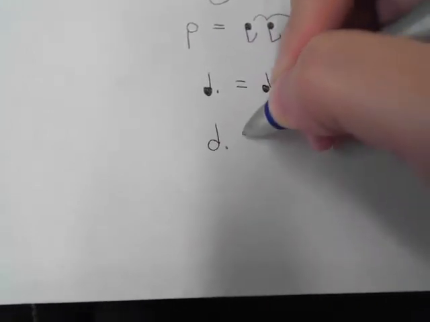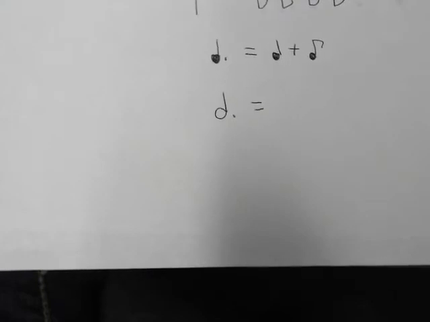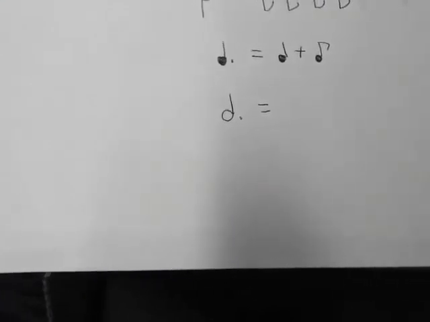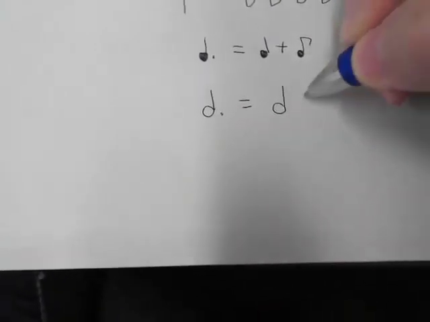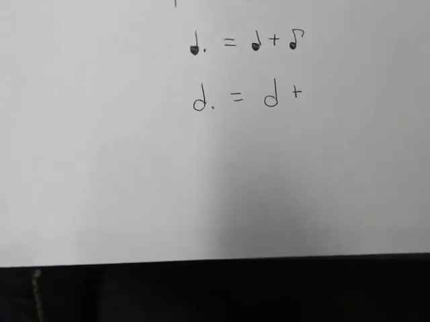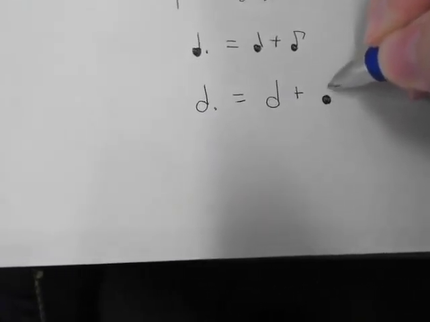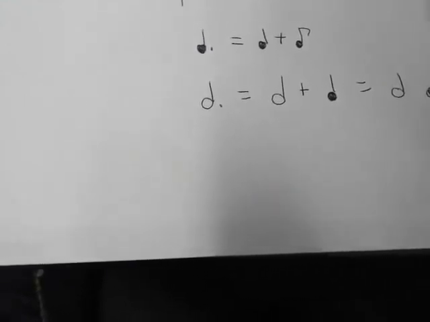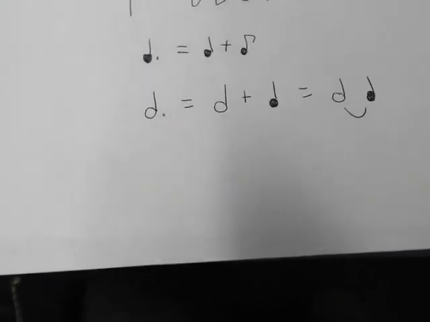If I have a half note with a dot, actually we call this a dotted half note. If I have a dotted half note, what is the duration of that? Well, a half note to start with, plus whatever half of a half note would be, a quarter note. So I could show that with a tie if I wanted to, or I could show it with a dot.